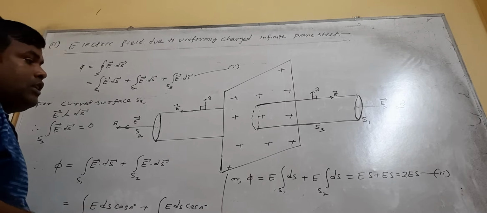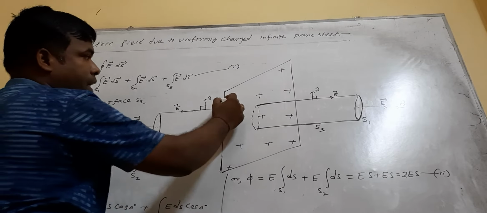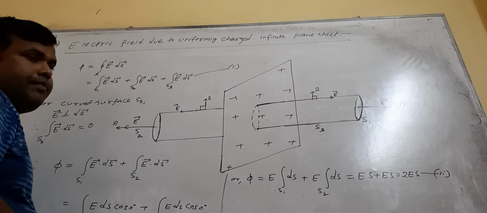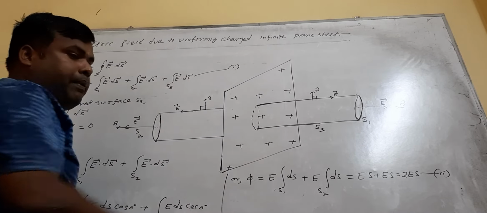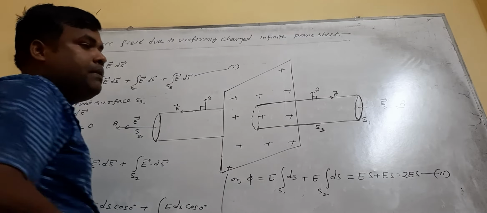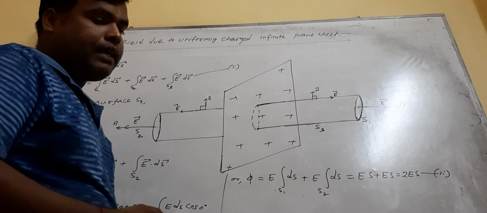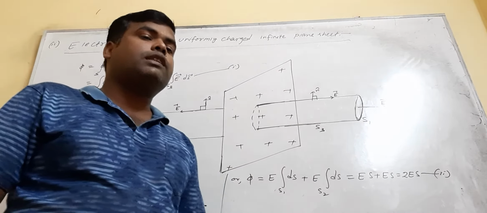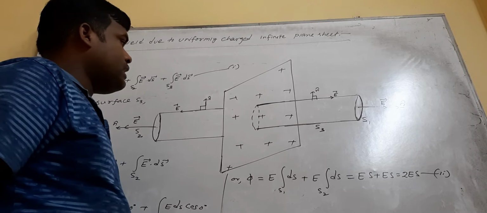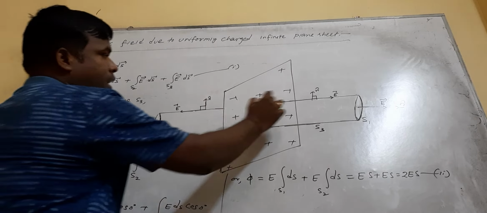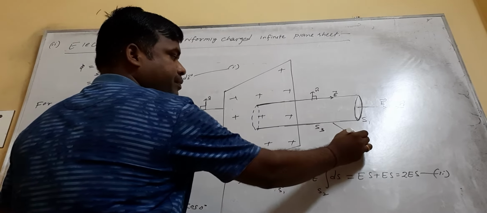So let us consider a plane sheet. You consider this plane sheet is infinite, means its extension is infinite, means length is infinite and also breadth is infinite. So you know, when you apply Gauss law, you have to consider a Gaussian surface. So here we have imagined a Gaussian surface in the form of a cylinder. It is the Gaussian surface.